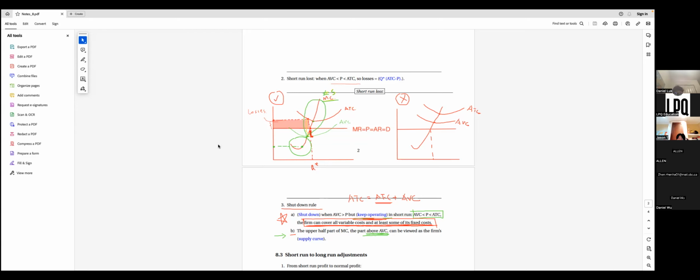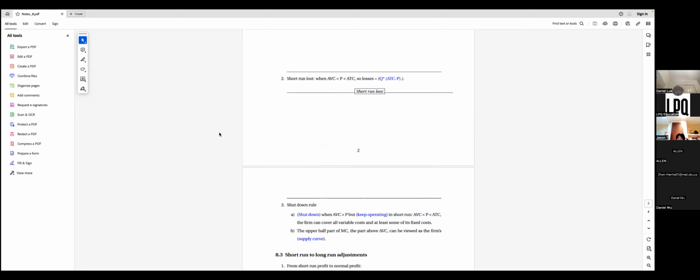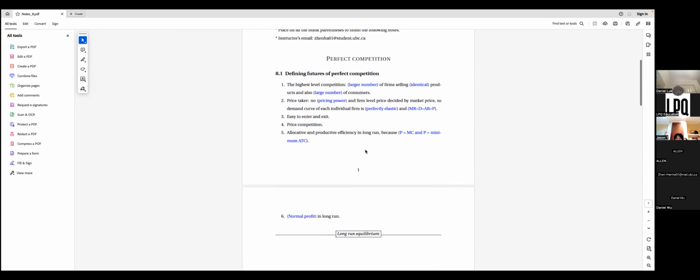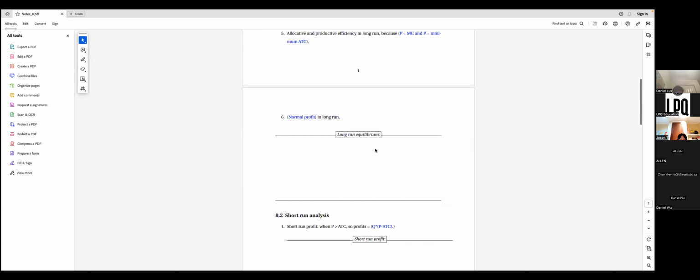Then the last biggest question is the short run to long run adjustment. What we did last week in the first box, the long run equilibrium graph, if you can review a little bit: the final outcome in perfect competition is at the equilibrium point where ATC is tangent with the demand curve.